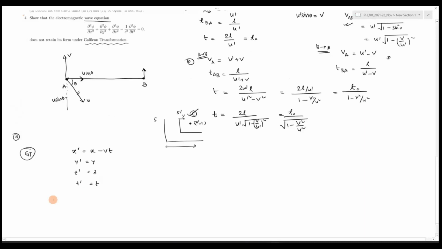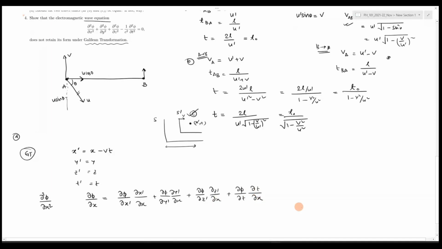Okay. Now we need to find d²phi by dx². So first let us find what will be d phi by dx. So d phi by dx, we can write it as d phi by dx prime, dx prime by dx, plus d phi by dy prime, dy prime by dx, plus d phi by dz prime, dz prime by dx, plus d phi by dt, dt by dx.